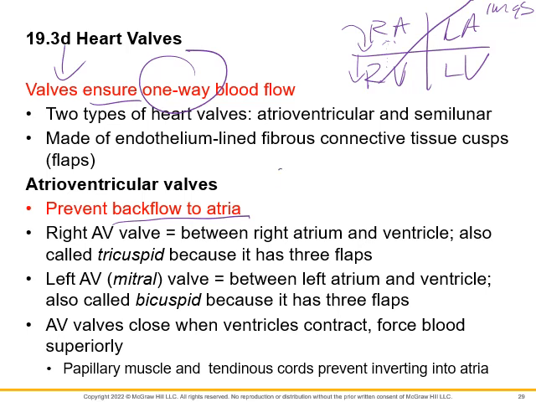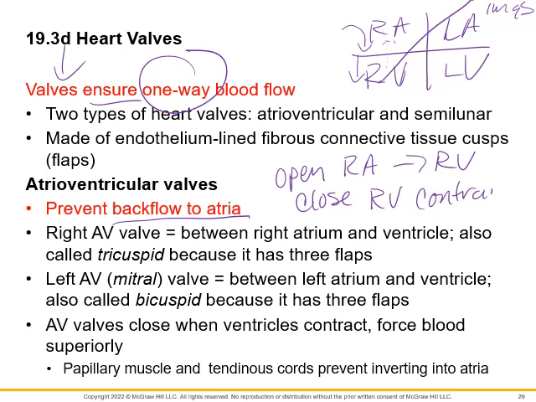So this valve has to be open when we send the blood from the right atrium to the right ventricle, but the valve has to close when the right ventricle contracts, because where do we want the blood to go from the right ventricle? We want it to go through the pulmonary semilunar valve. So we want it to go up and out. We don't want it to backflow into the atria. Same thing on the left side, right? On the left side here, we do not want the blood to backflow. We want the blood that's in the left ventricle to go through the aortic valve, semilunar valve, and into the aorta.